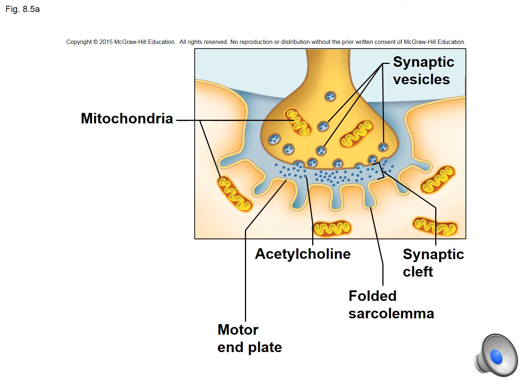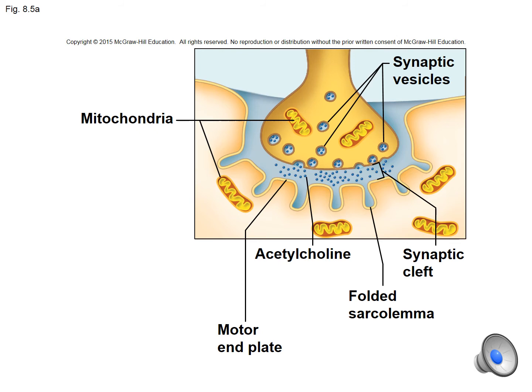I also want you to take notice of that term synaptic cleft. The synaptic cleft is the space between the axon terminal and the muscle fiber. You can see that they're also pointing out the folded sarcolemma. Remember that sarcolemma is the term for the cell membrane of a muscle cell. In this case, it's just folded at this neuromuscular junction. But the point where the sarcolemma meets the synaptic cleft can also be called a motor end plate.